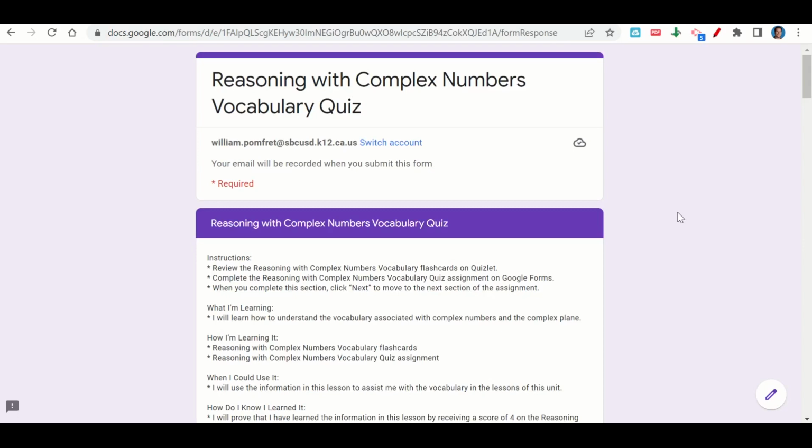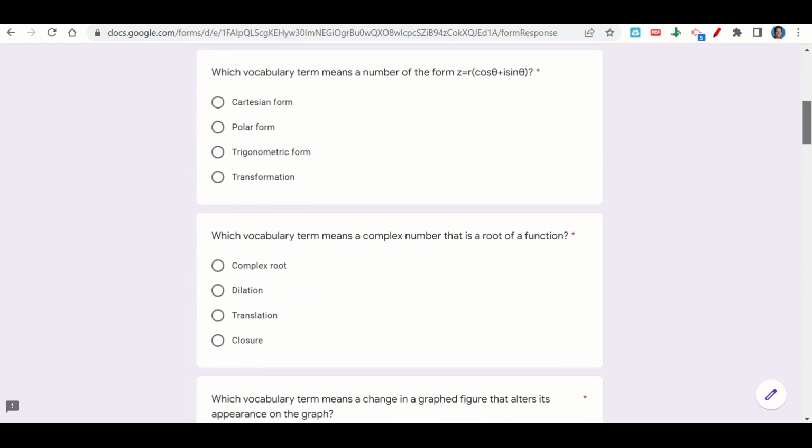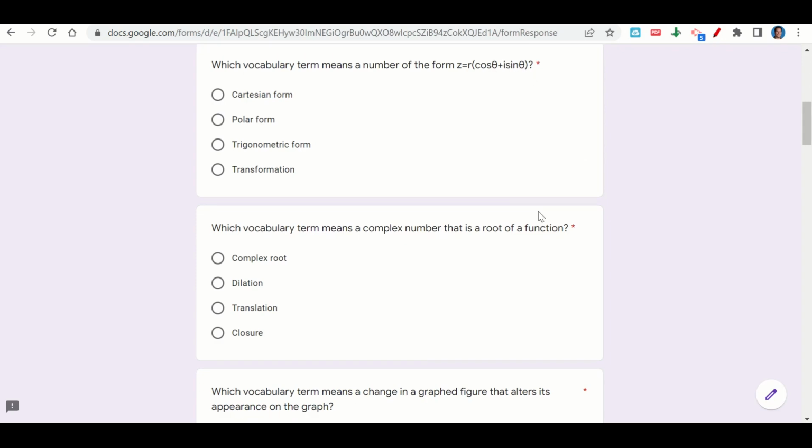Let's take a look now at the Reasoning with Complex Numbers vocabulary quiz assignment. The assignment begins with our learning goals and success criteria. If we scroll down, we can see the questions. The first one says, which vocabulary term means a number of the form z equals r cosine theta plus i sine theta? Well, we should recognize that that is trigonometric form, so we're going to go ahead and mark that as our answer. And then we'll look at the next one.